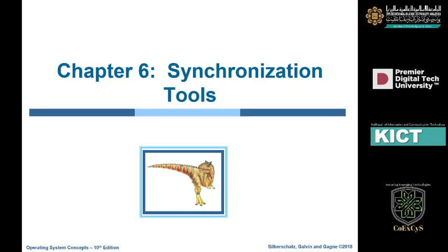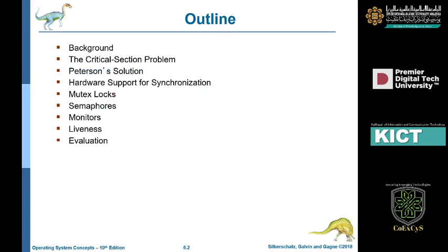All right, welcome guys to this review for chapter 6, and I want to concentrate on a couple of things here in chapter 6 that I consider kind of important. So, chapter 6 is about synchronization tools, right? And if we take a look at chapter 6, we talk about a bunch of things, particularly the background, the critical section problem, Peterson's solutions, mutex locks, hardware support, semaphores, monitors, and liveness, right?